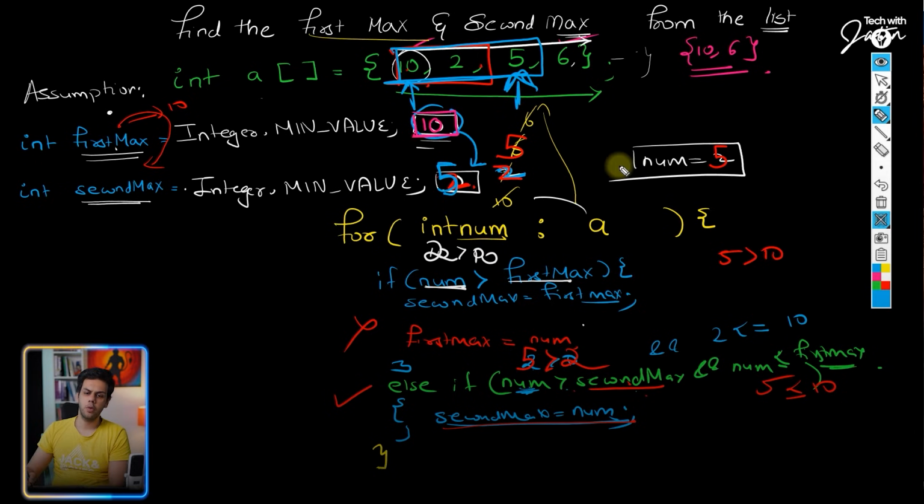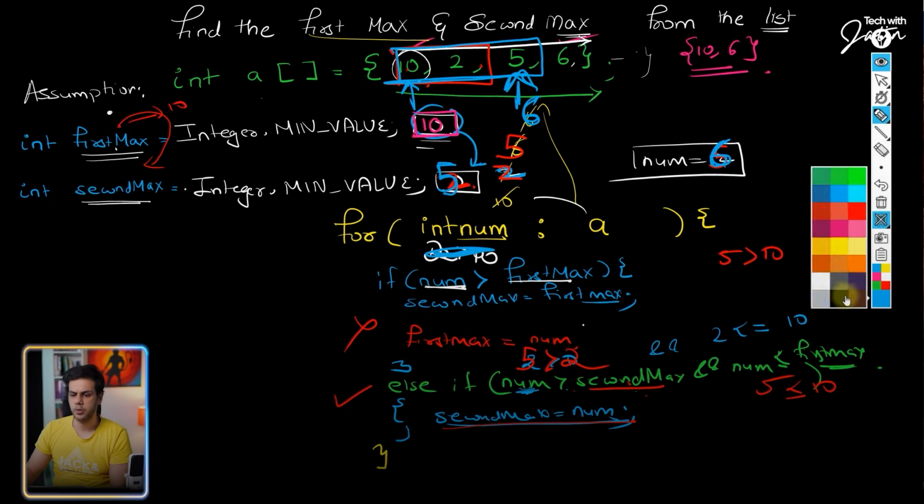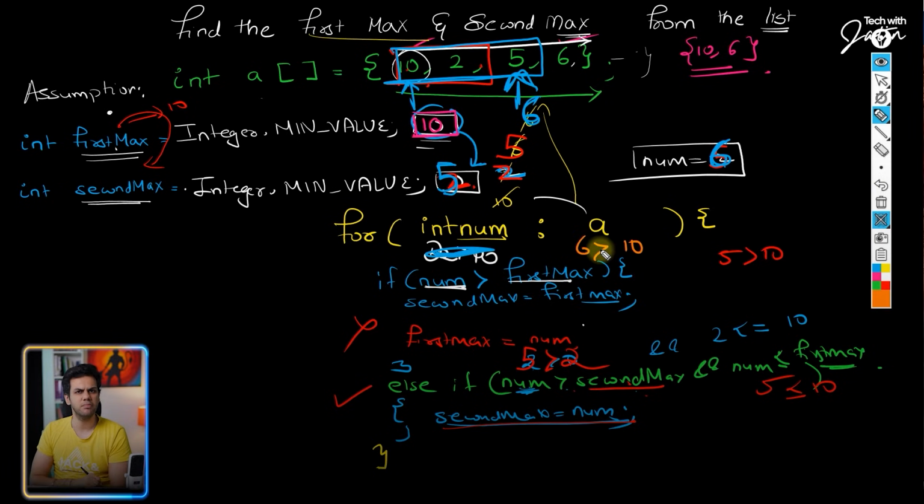Perfect. Now we want to take the next number, which is 6. Number is going to be 6 now. Okay, again check. 6, let's use a different color, orange. 6 greater than first max is 10, condition false. If block is not going to be executed, it's going to go to the else if number greater than second max. Number is 6, 6 greater than second max is 5, condition true, 6 less than or equal to 10, condition is true. We are using AND.